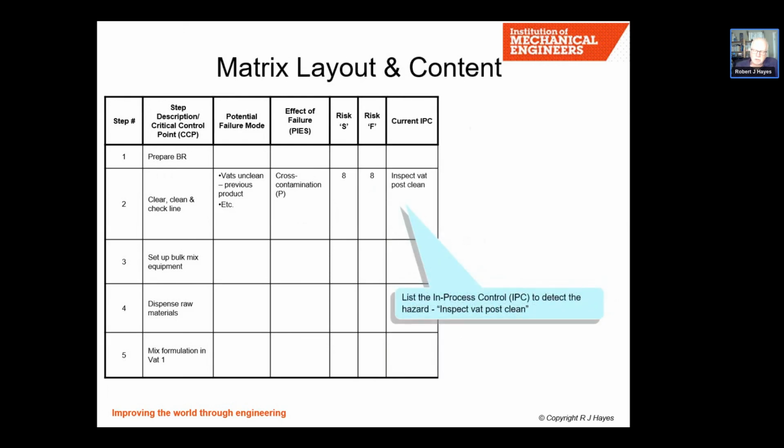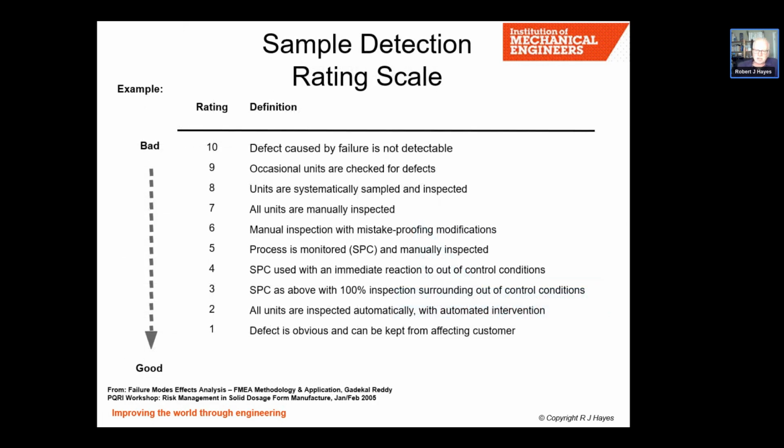Our current in-process control is inspecting the right close cleaning. It's a visual inspection. Somebody sticks their head in it, basically, and has a look around to see what's going on. Now, our inspection scale, our detection scale, if we can't detect the failure, it's a 10. If it's obvious and can be kept from affecting the customer, it's a 1. And then obviously there's a scale in the middle.